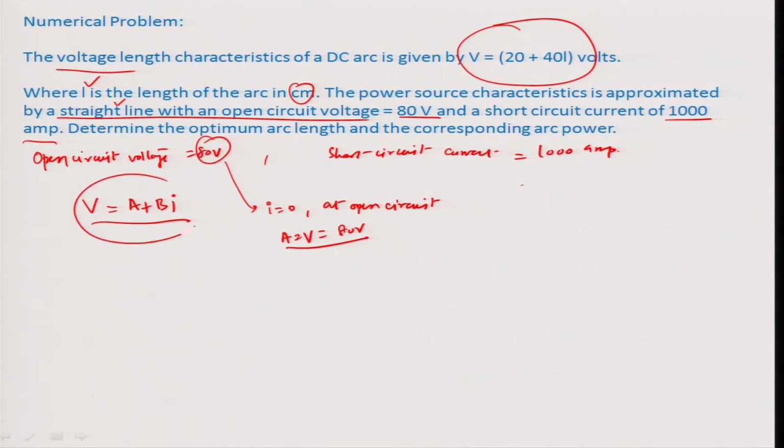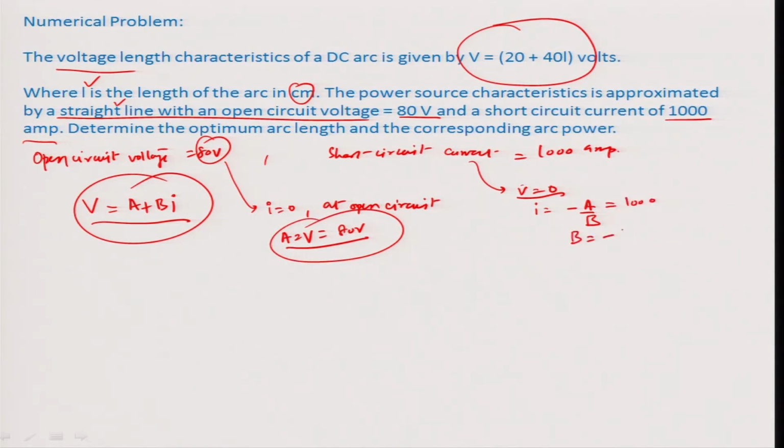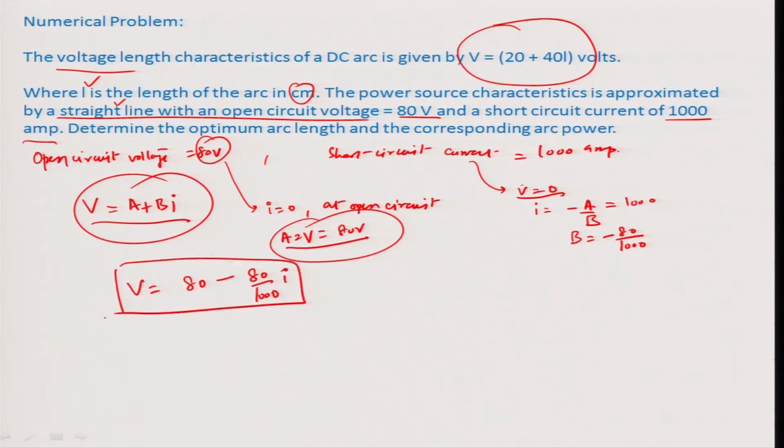Similarly, I can solve this for the short circuit current. At the short circuit, the voltage is 0 because it is like a short circuited situation, a through current path with no resistance. So, therefore, I becomes equal to minus A by B, and A has already been found to be 80 volts, and the short circuit current is about 1000 amperes, meaning thereby that B becomes equal to minus 80 by 1000. So, V now can be written as 80 minus 80 by 1000 I, and this is the linear voltage characteristics from the boundary conditions mentioned.